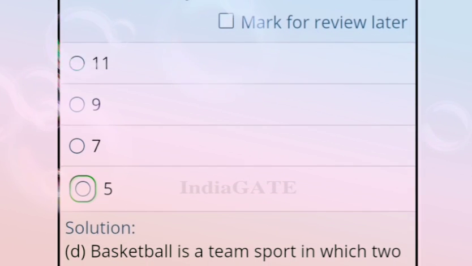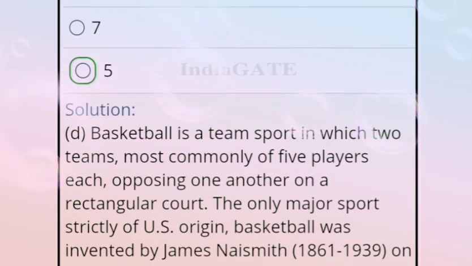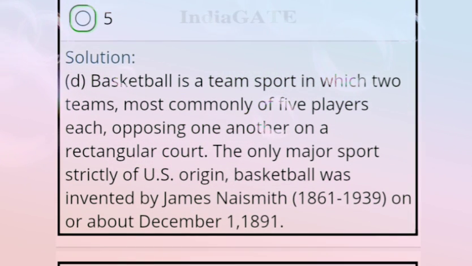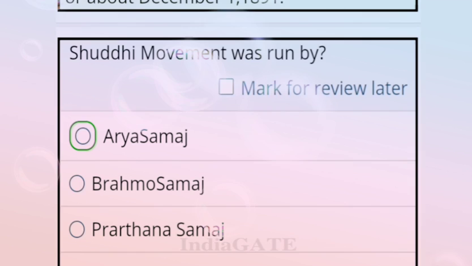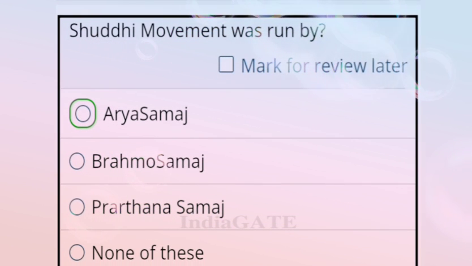So the correct answer is option D, 5. Now here is more explanation: basketball is a team sport in which two teams, most commonly of 5 players each, oppose one another on a rectangular court. The only major sport strictly of US origin, basketball was invented by James Naismith, about December 1, 1891.